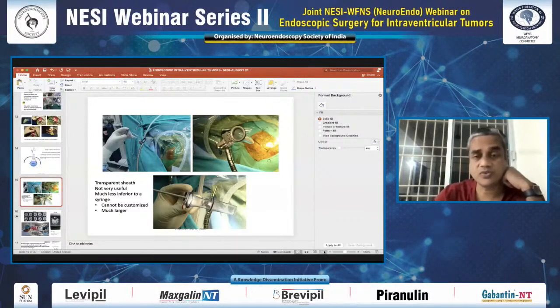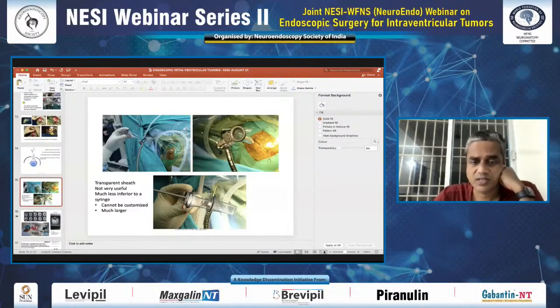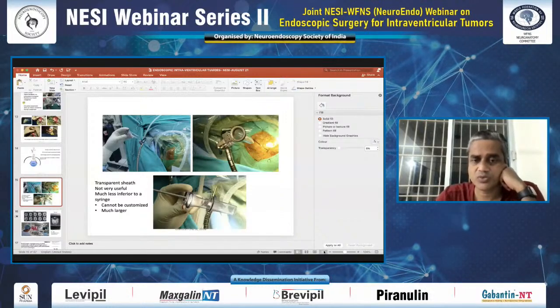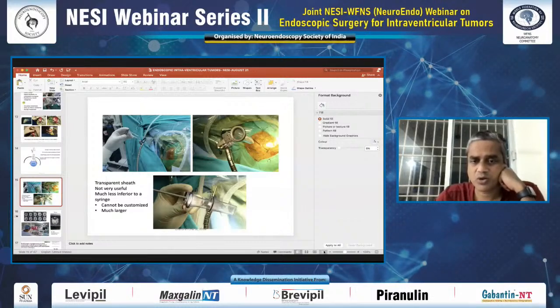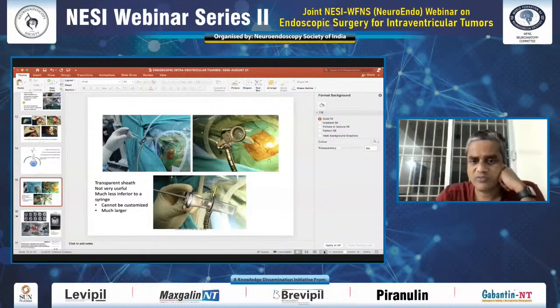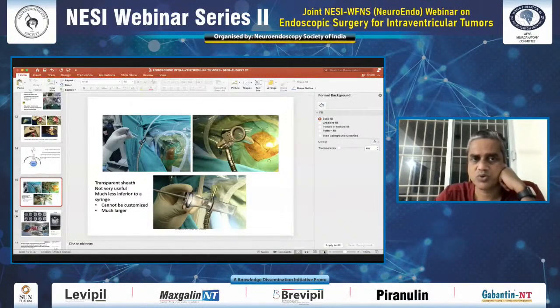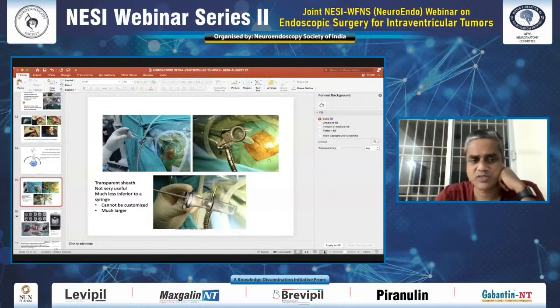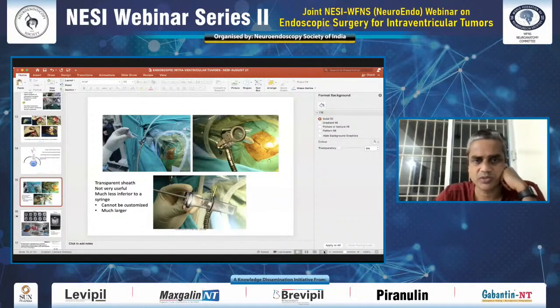So I did try to use these commercially available obturators, but believe me, I found them absolutely useless, because they occupy a lot of space. And in addition, one cannot customize the size. So one finds that the size is too large most of the time, and this prevents creating a funnel-like approach, which is so much required for minimally invasive approaches.